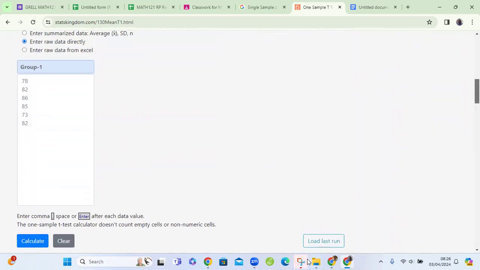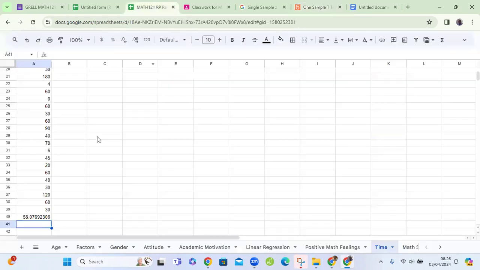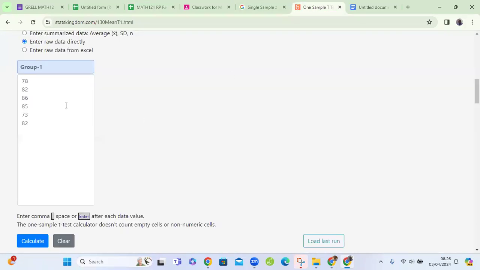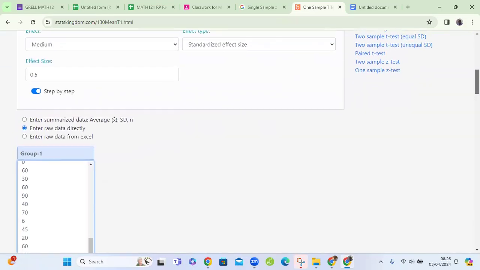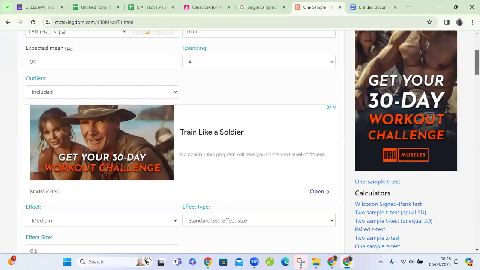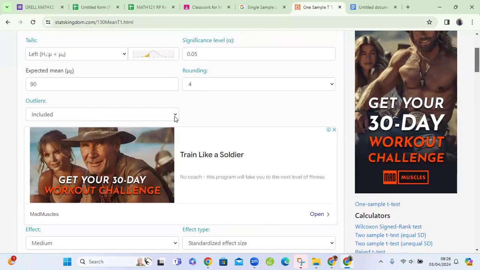Okay, so let us copy the data from our Google Sheets, Control C, and paste it. And I think there is an option, with regards to the outliers, to exclude the outliers, right?